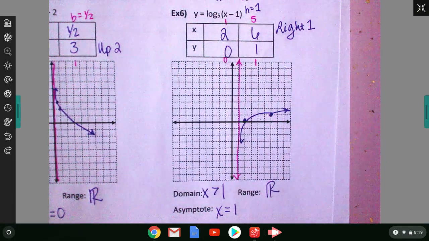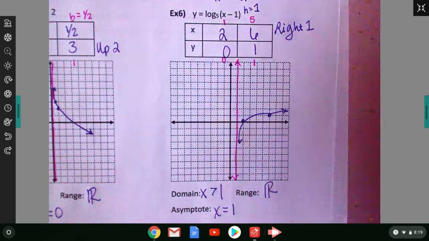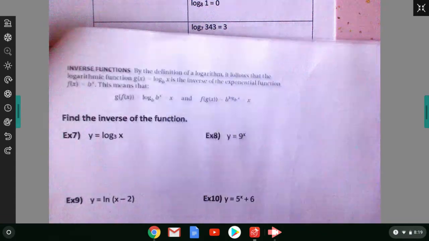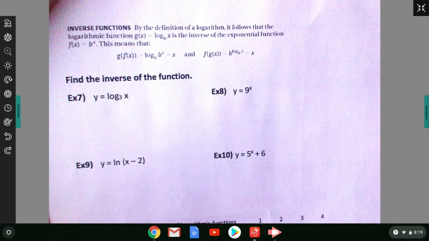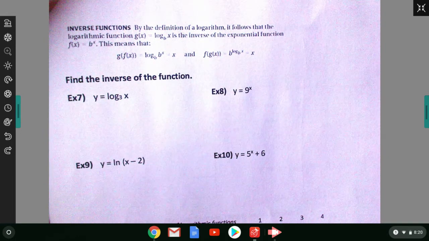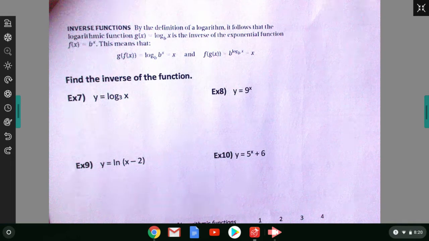All right, we've done lots of examples, 6 of them, of the graphing. Let's move forward. All right, so this next piece is talking about inverse functions. It says, by the definition of a logarithm, it follows that the logarithmic function g of x equals log base b of x is the inverse of the exponential function f of x equals b to the x. So basically it's just saying, hey, you know how these are inverses of each other?